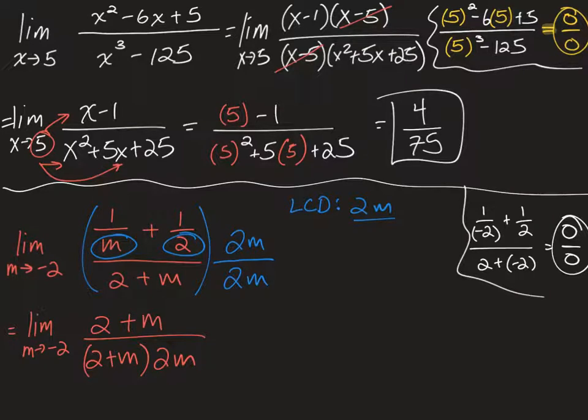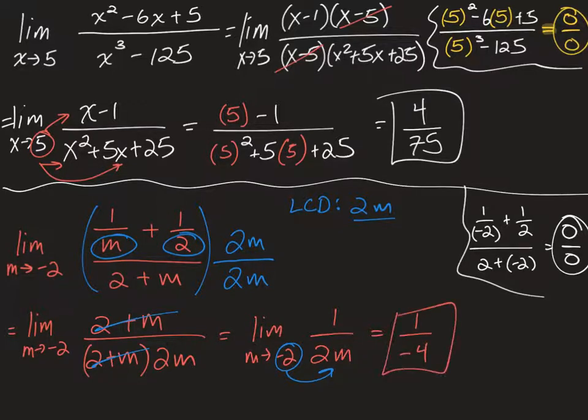All right, so I said that these reduce away. That leaves you with the limit as m approaches -2 of 1 over 2m. From there, you can make that direct substitution in for m, and 2 times -2 in the denominator is -4. So -1/4 or 1 over -4 would be your answer here.